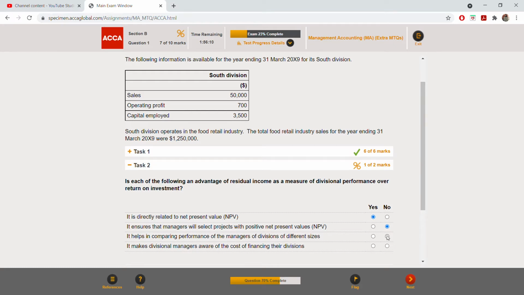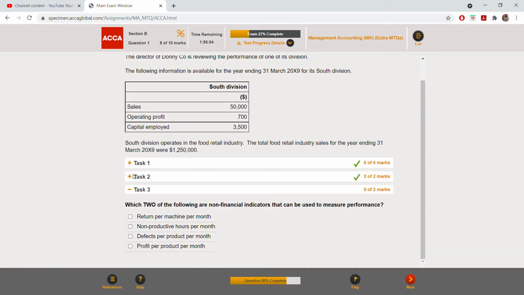And finally, it makes division managers aware of the cost of financing their division. Yes. And finally, I'm going to close down this as well and only task 3.